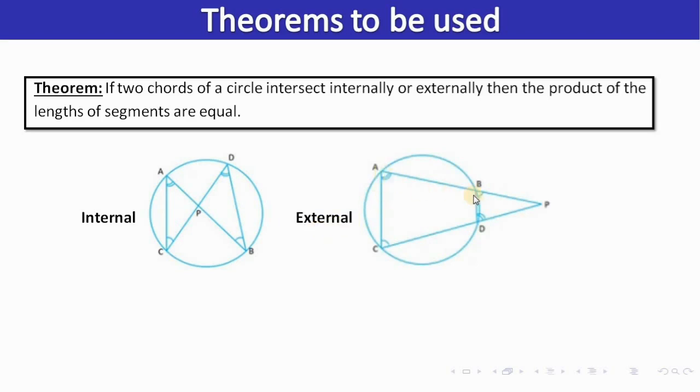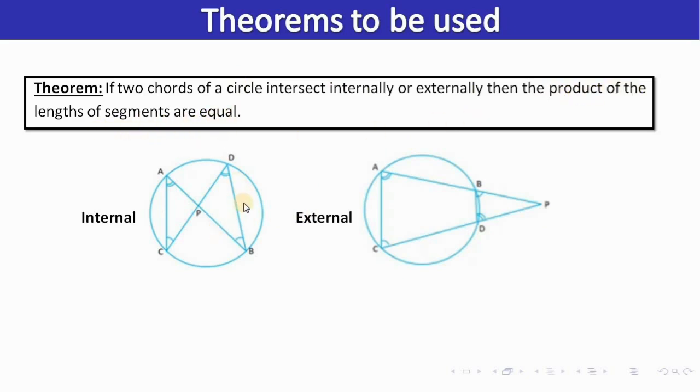Now let us take the external case. There's a chord AB and there's another chord CD. They do not intersect inside the circle. When you extend this line and this line, then this chord and this chord get intersected outside the circle. That's why this is the external case, and the point of intersection is again P. So here also the point of intersection is P, and here also the point of intersection is P.